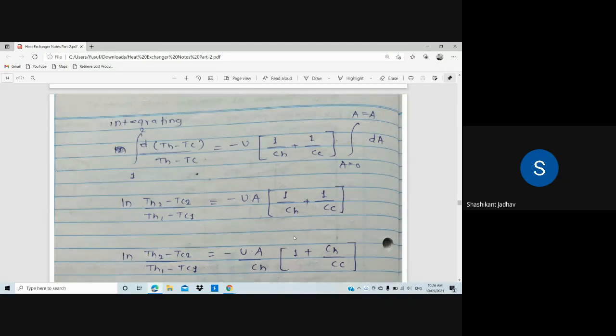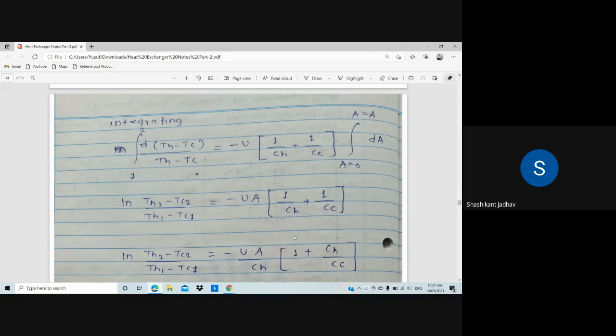Then next we have to take the integration. Take the integration from 1 to 2 and for the area 0 to capital A. एरिया कुठून कुठपर्यंत चेंज होणार आहे? इनिशियल एरिया 0 असणार आहे आणि तो फायनल म्हणजे काय असणार आहे? पूर्ण होल एरिया असणार आहे. So that is capital A. So take the integration of both sides. So 1 to 2 d into bracket Th minus Tc divided by Th minus Tc is equal to minus U into bracket 1 upon Ch plus 1 upon Cc, and area changes from 0 to capital A, integration of dA.